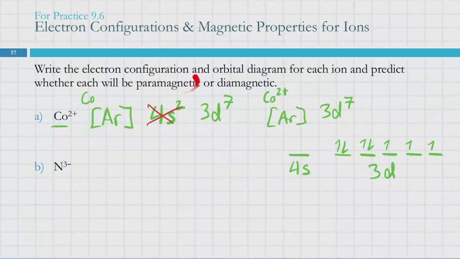Is this paramagnetic or diamagnetic? Yeah, this is paramagnetic. We have unpaired electrons. Questions? Okay, then we'll stop there.